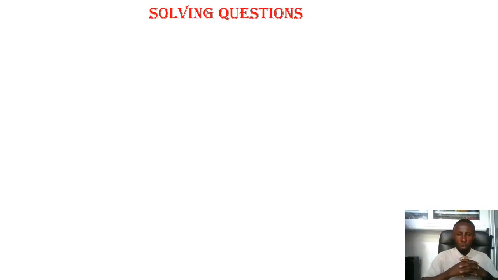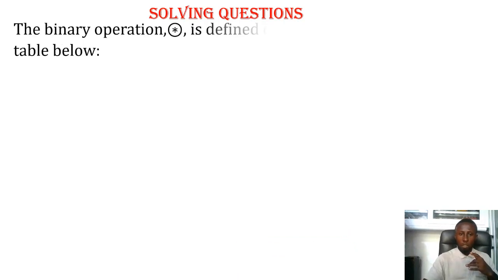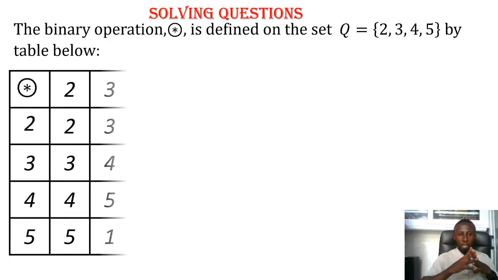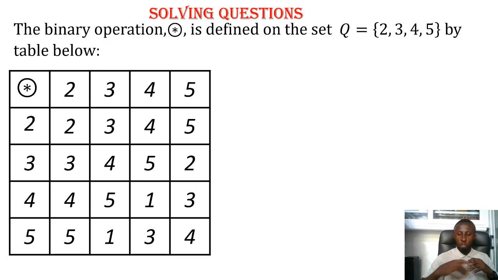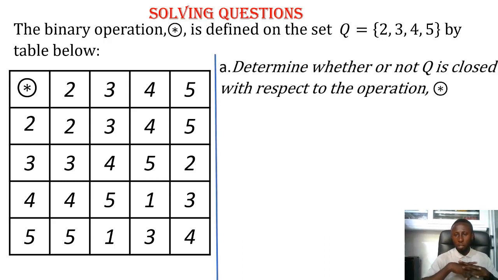We are going to solve questions on the binary operation, since we are done with all the properties: binary operation, commutative, associative, distributive, identity element, inverse element, and closure. We are going to combine them and solve questions. This is our first question. The binary operation is defined on this set, and this is our table below. A, determine whether or not Q is closed with respect to the operation.